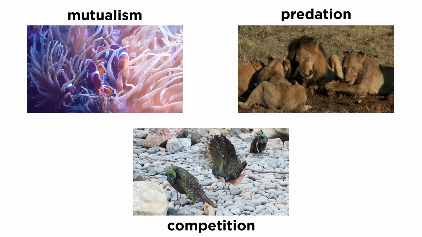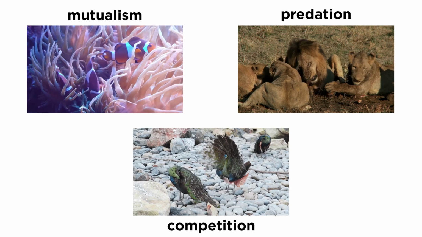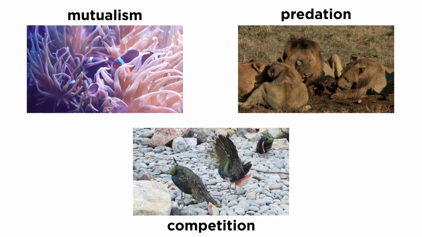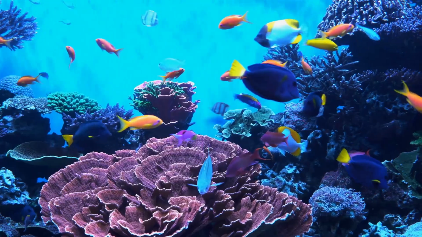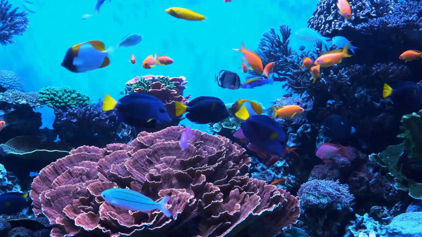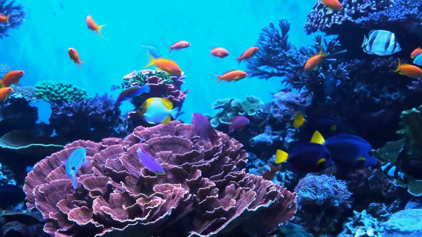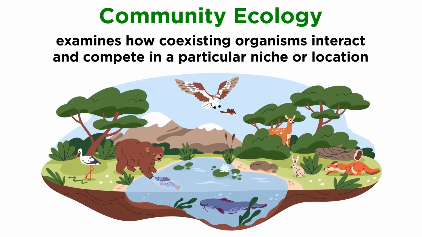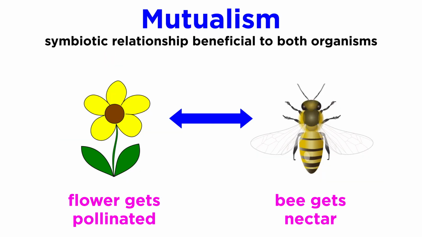This includes not just the study of the interactions of species, such as mutualism, predation, and competition, but also the dynamics and structure of the community. How is it organized? How does it function? In a nutshell, community ecology examines how coexisting organisms interact and compete in a particular niche or geographical location, such as woodland, prairie, or lake. Let's start by defining the different kinds of interactions between populations of species.